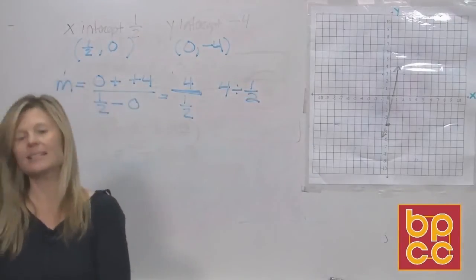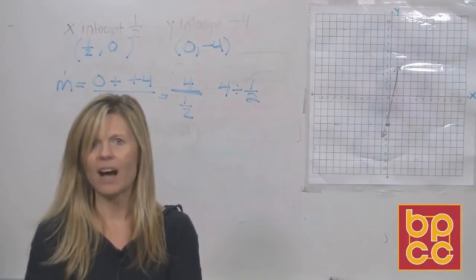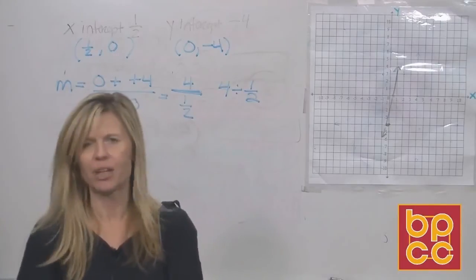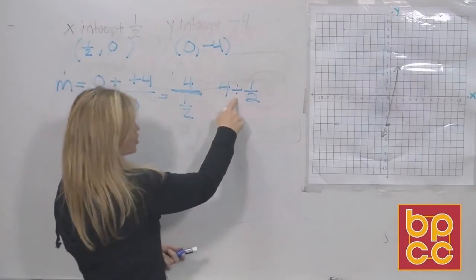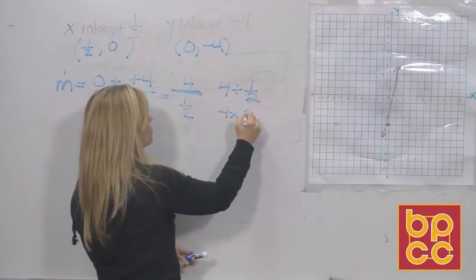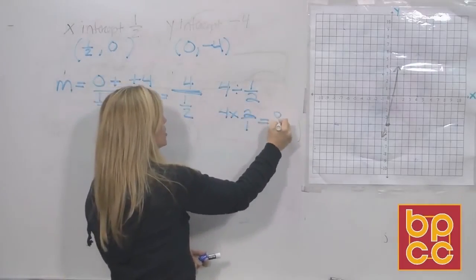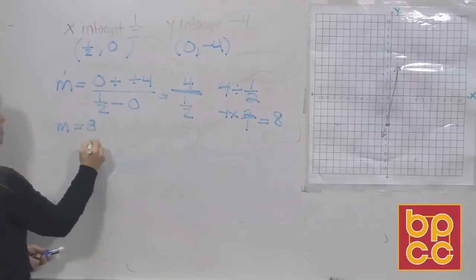Well, that doesn't make sense in real life. Okay, I can't take 4 people and divide them in half. I would have to cut them. We learned that you never divide fractions. You multiply by the reciprocal. This really means 4 times 2 over 1, which is 8. So we know our slope is going to be the number 8.